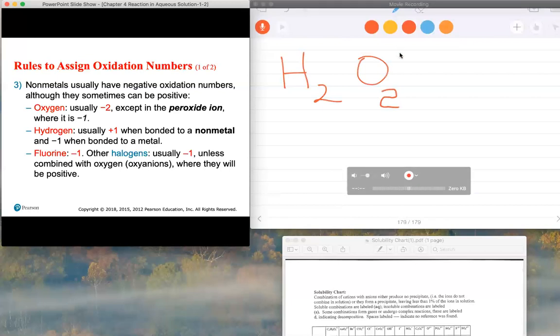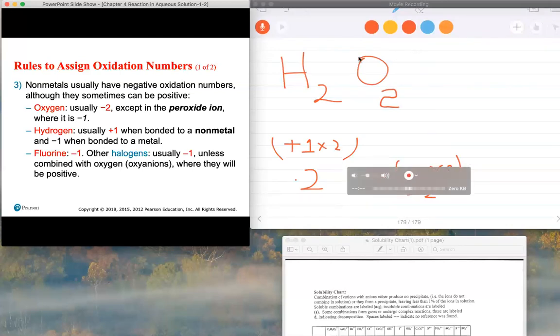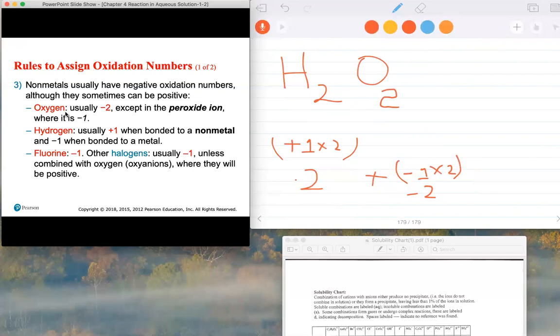So that means each hydrogen is +1 times 2 is 2. Plus, for each oxygen, it is -1 times 2. I end up with -2. -2 and +2 give me an overall charge of 0. So for peroxide, oxygen has an oxidation state of -1, but generally oxygen has an oxidation state of -2. Fluorine, of course, group 7, they do have -1 using the periodic table.